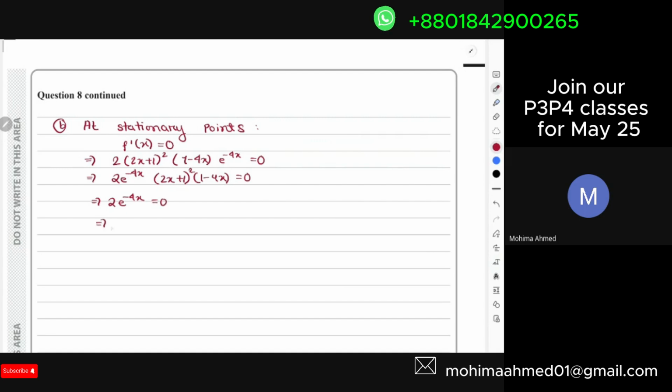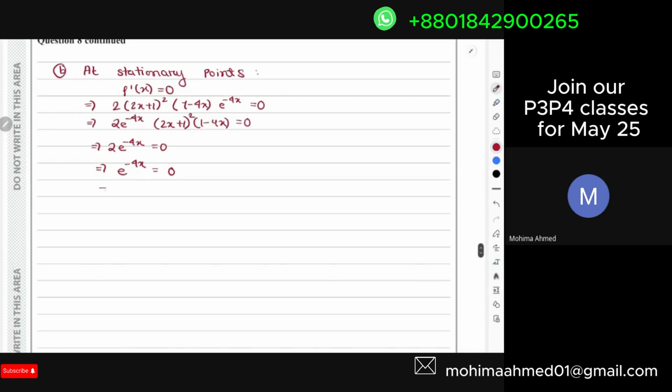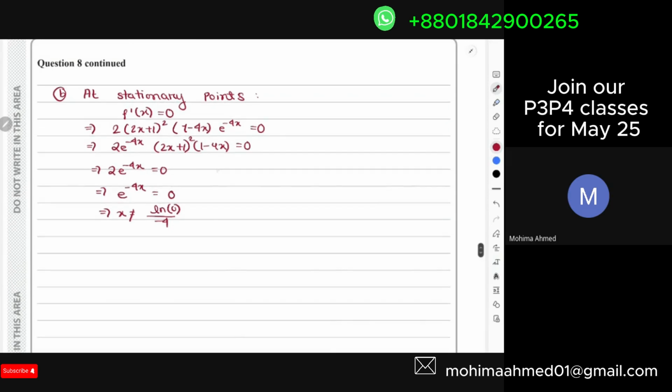That's going to be how much? e power minus 4x equals 0. So you get your answer of x as ln 0 divided by minus 4. This is going to give you a math error situation. Then again, your 2x plus 1 equals 0. And then you get the value for your x as negative half. And then again, you have 1 minus 4x equals 0. So you have x as 1 by 4. So you have two x values, negative half and 1 by 4.